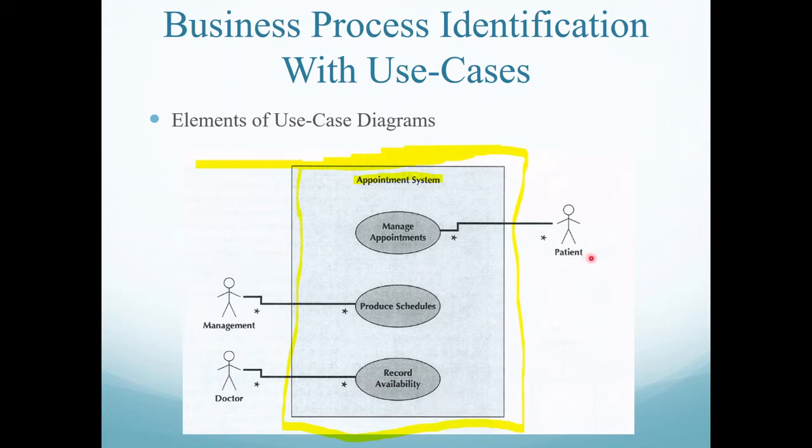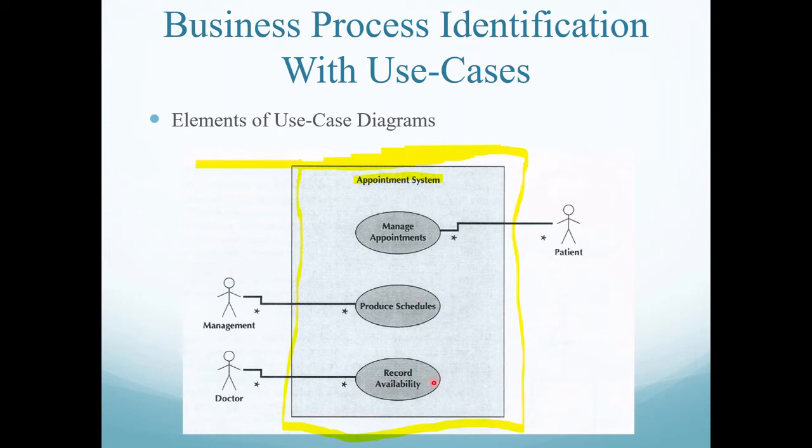So we already identified three elements of the use case diagram: actors, subject boundary, and this oval. Actually, this oval is called use case. Use case is the representation of a chunk of business process. So in this diagram, we don't want to identify how to carry out a certain business process. We just focus on what kind of business we have. In appointment system, we have 3 business processes: manage appointment, produce schedule, and record availability. And 3 actors will be related to different business processes.